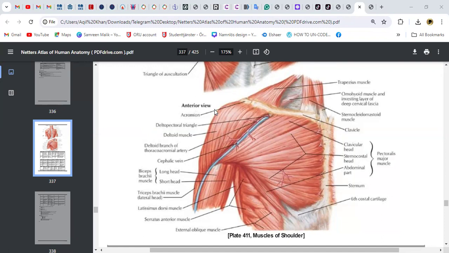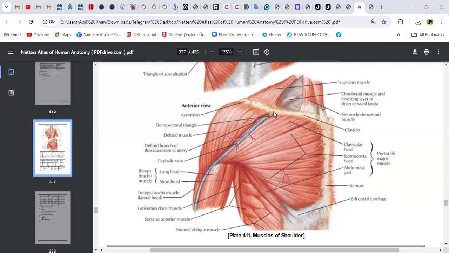The anterior view of the chest. And most importantly, I want you to have a look at the bone. It's the acromion, and this is the clavicle. And this joint over here is the acromioclavicular joint, right? This is the cephalic vein. You could see it prominently coming here, and certain muscles.